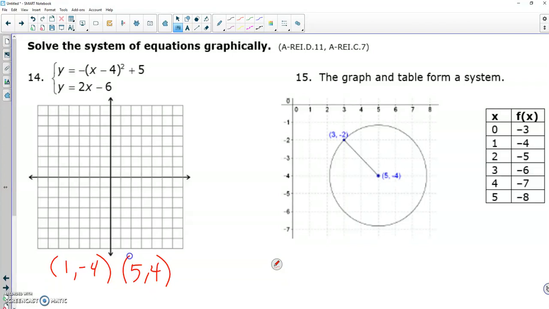So 0, -3 is here. 1, -4 is here. 2, -5 is here. 3, -6. Looks like it's right here. 4, -7. Looks like it's here. 5, -8. Somewhere about right here. And we go like this, and it looks like the only spot where this touches is right here. So we basically drew a tangent line, because that's the definition of a tangent line, if you remember geometry.